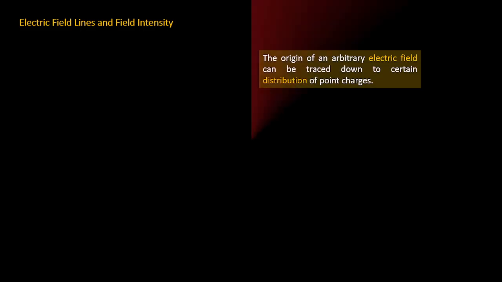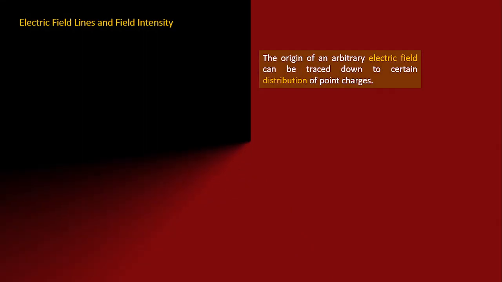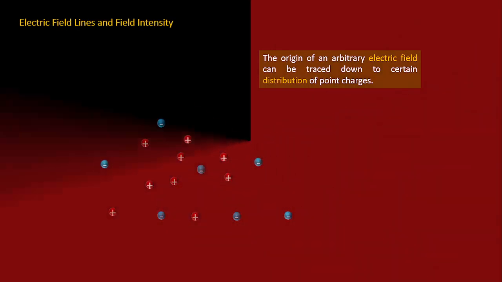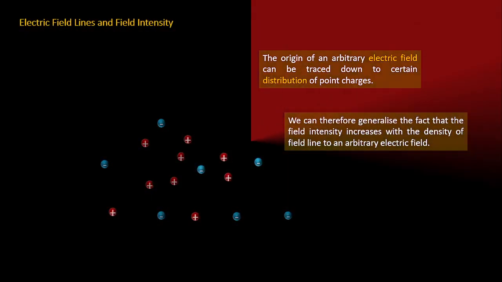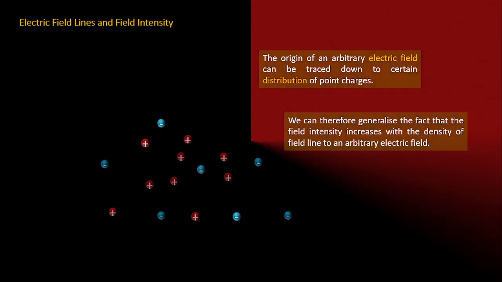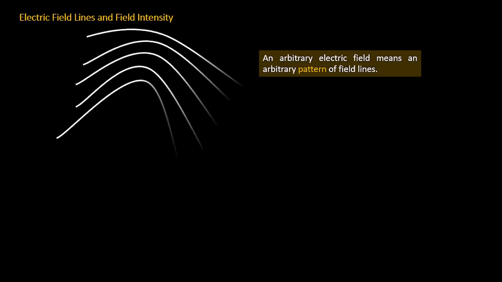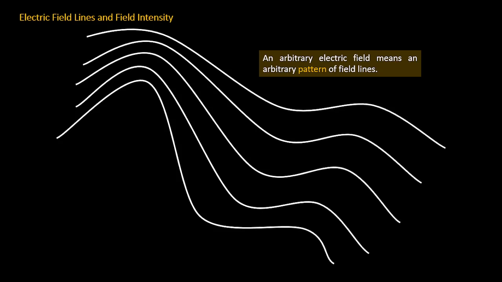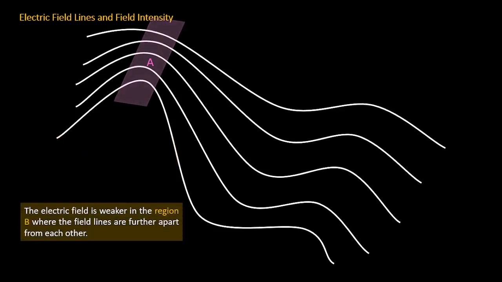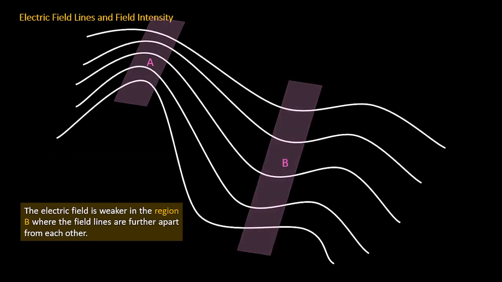The origin of an arbitrary electric field can be traced down to a certain distribution of point charges. We can therefore generalize the fact that the field intensity increases with the density of field lines to an arbitrary electric field. An arbitrary electric field means an arbitrary pattern of field lines. The electric field is stronger in the region A, where the field lines are closer to each other. The electric field is weaker in the region B, where the field lines are further apart from each other.